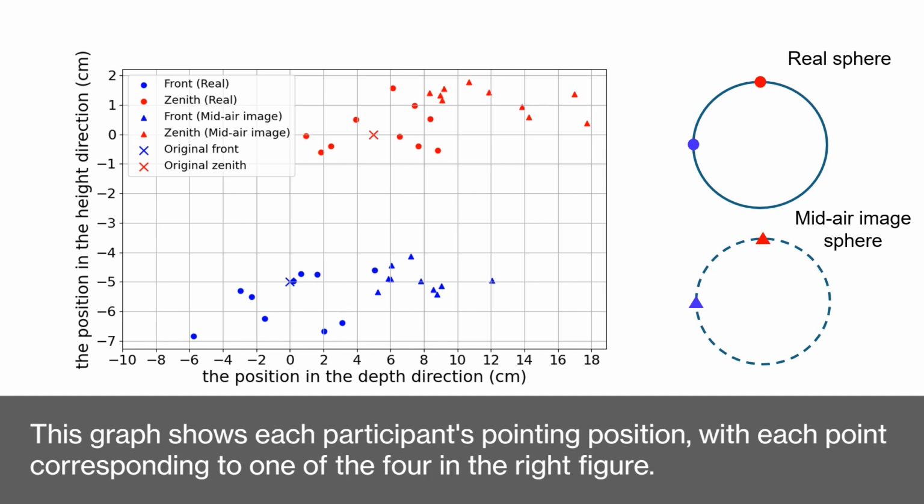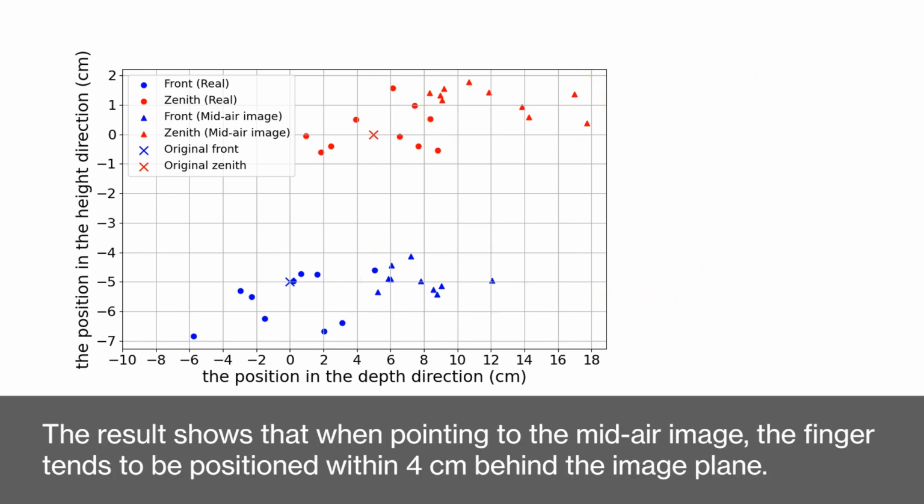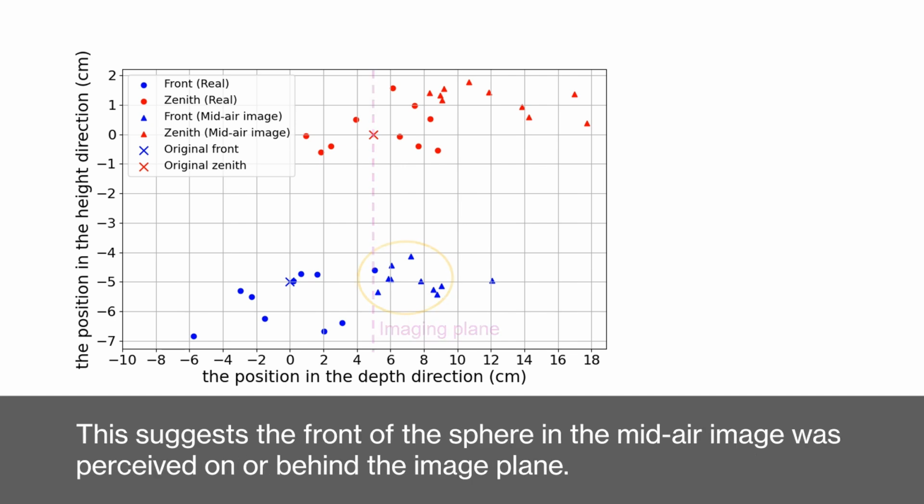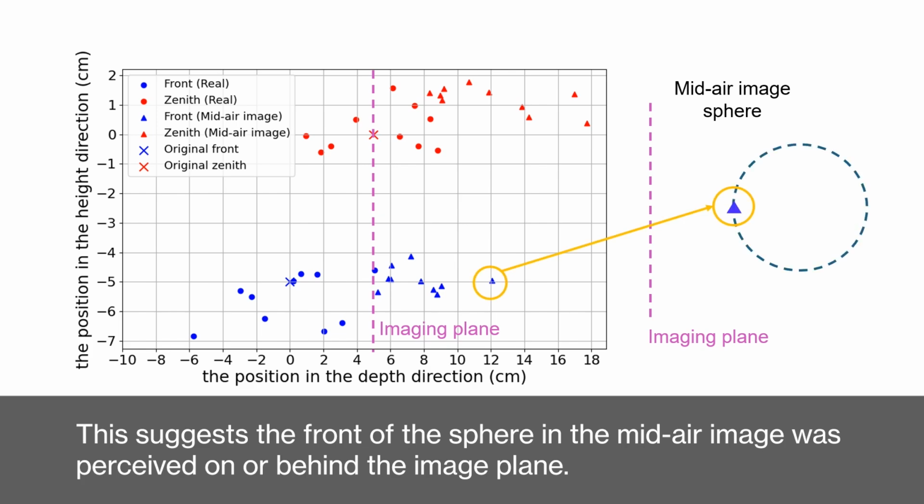This graph shows each participant's pointing position, with each point corresponding to one of the 4 in the right figure. The result shows that when pointing to the mid-air image, the finger tends to be positioned within 4 centimeters behind the image plane. This suggests the front of the sphere in the mid-air image was perceived on or behind the image plane.